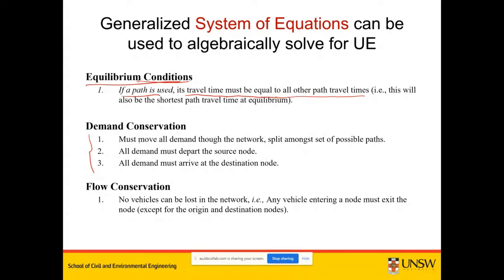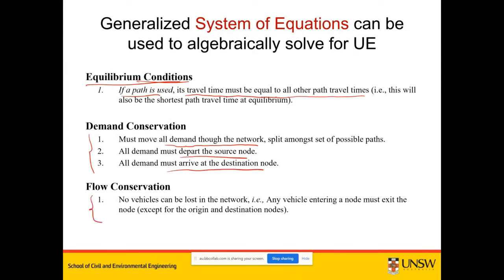So we must move all demand through the network. All the demand should be served. You cannot keep, for example, out of 5, you only load 4 and you keep 1. So all the demand has to go through the network. All the demand must depart the source node, and all the demand must arrive at the destination eventually, right?